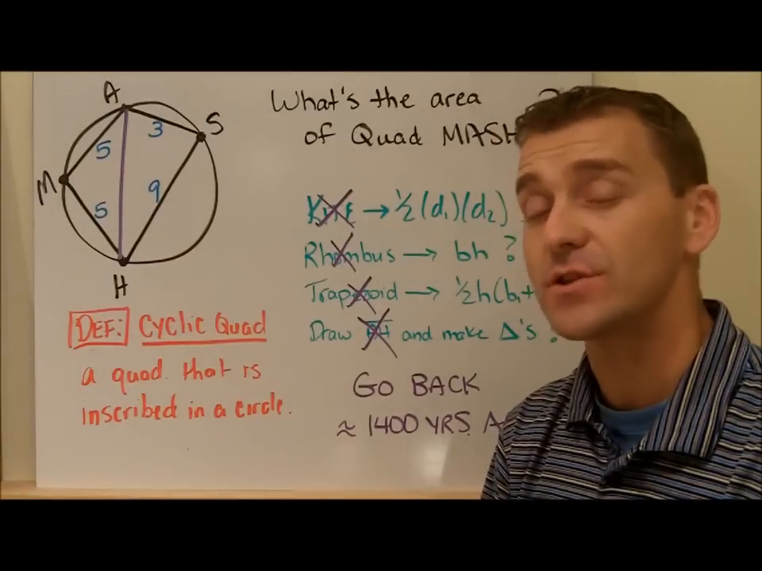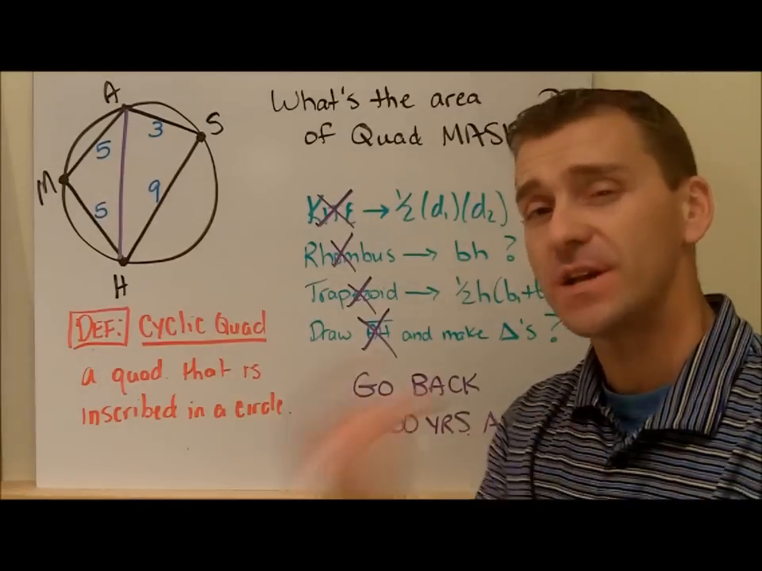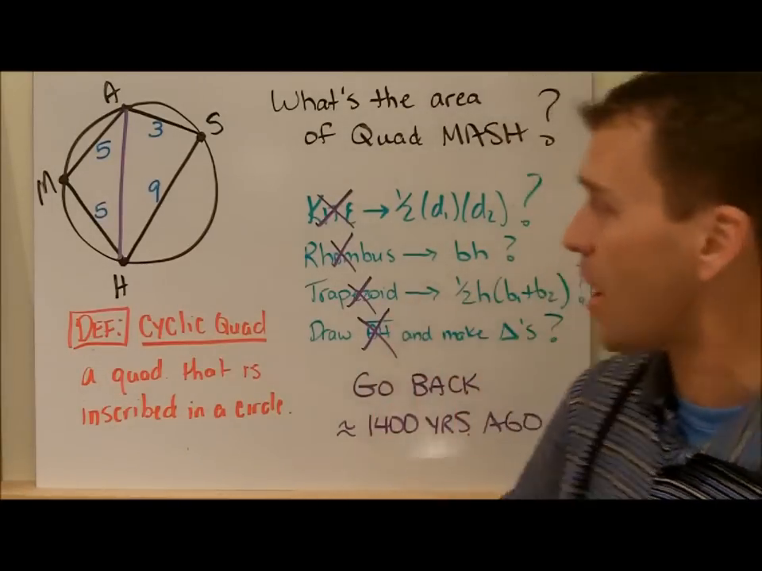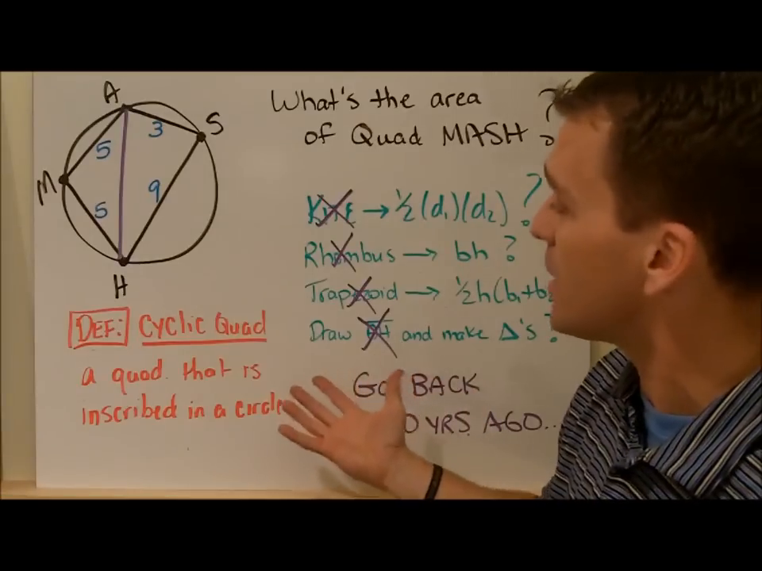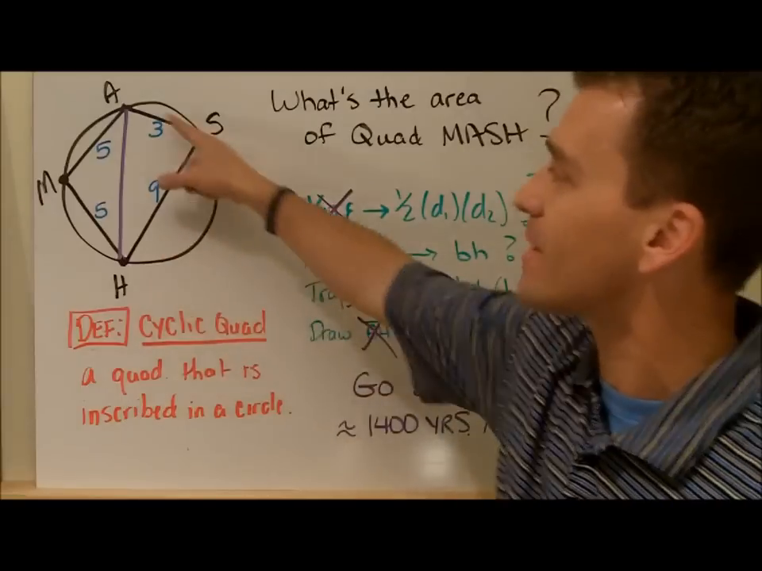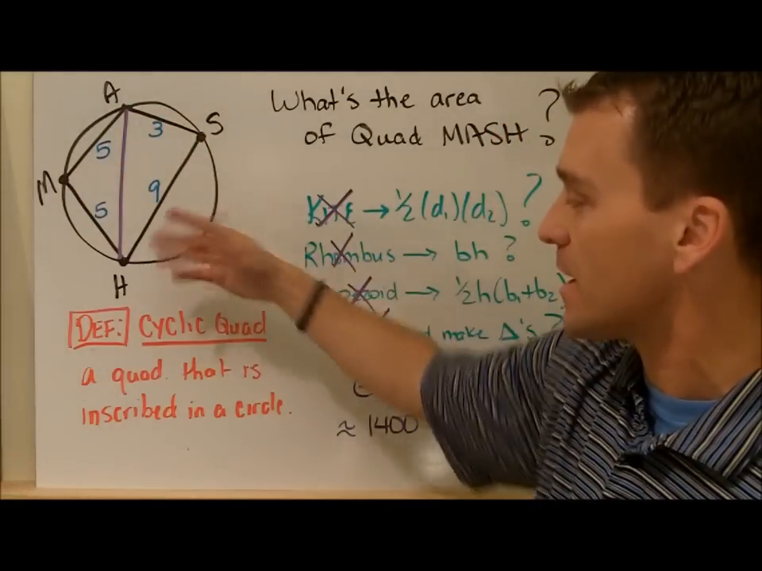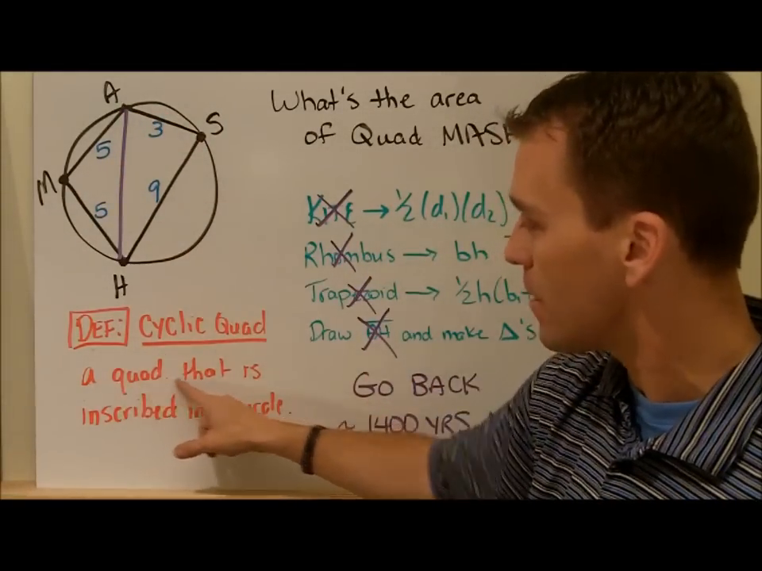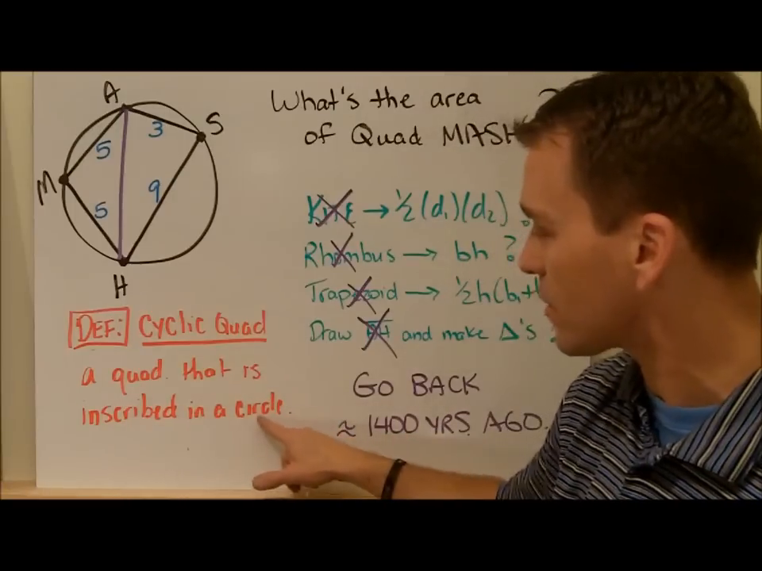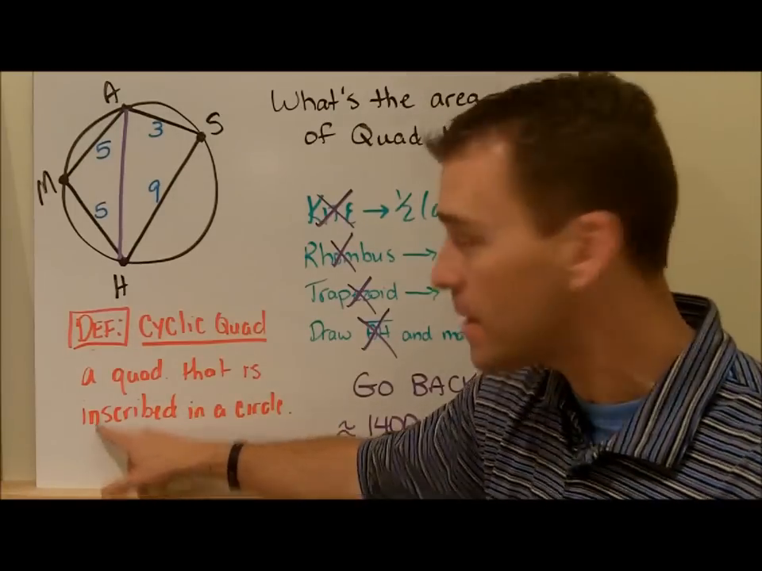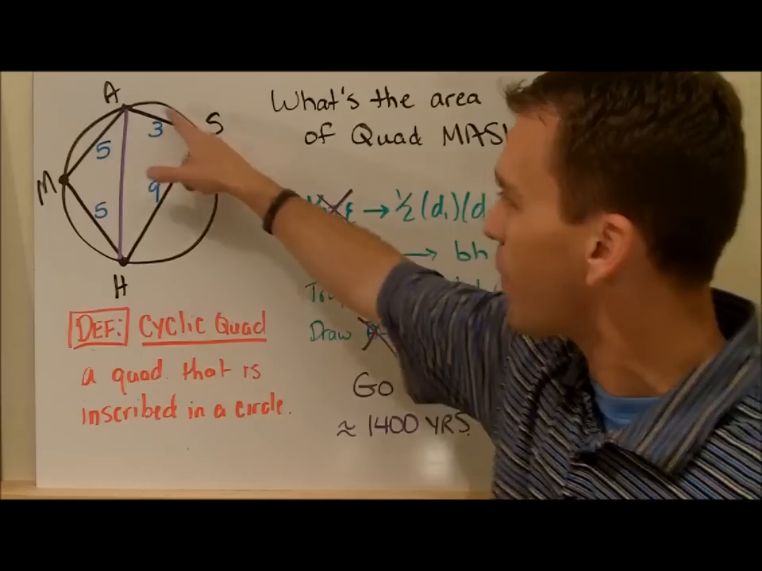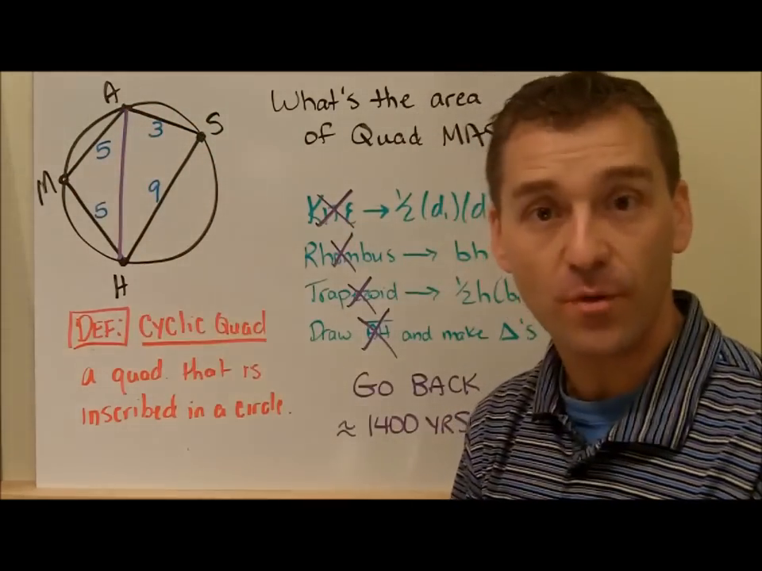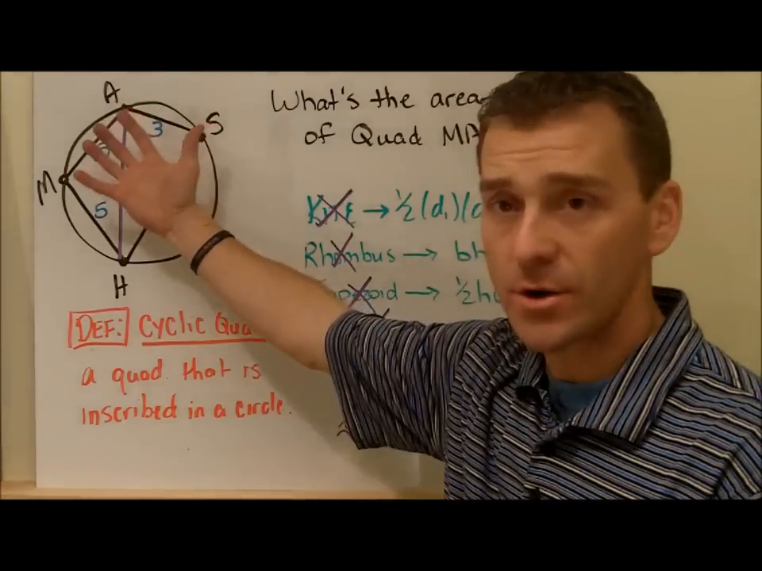So what we're going to have to do is use a different formula. Now I'm going to teach you something quick. This is a definition you need to know. This quadrilateral right here, MASH, is what we call a cyclic quadrilateral. It is a quadrilateral that is inscribed in a circle. And remember, inscribed means that each of the vertices of the polygon is actually on the rim of the circle. So that's a cyclic quadrilateral.